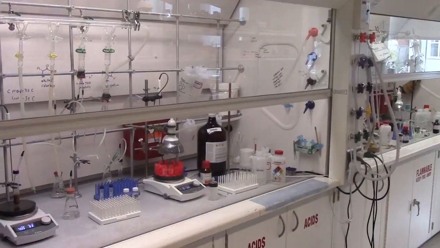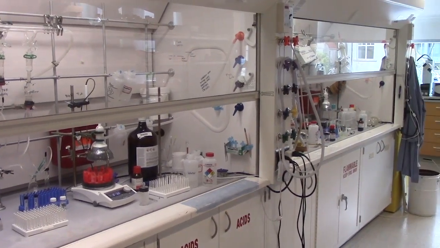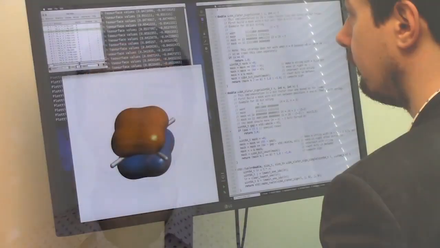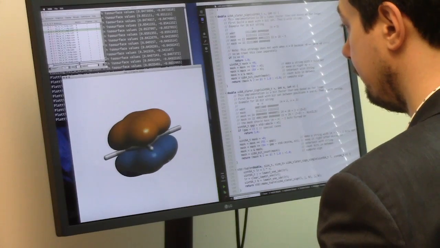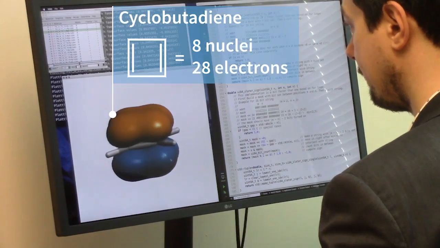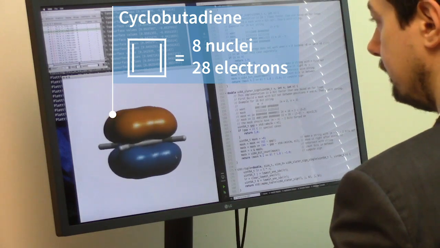When you think about a chemist at work, you're probably imagining a lab full of dangerous chemicals and expensive glassware. However, in my lab, we do chemistry in a different way. We use computers to simulate nuclei and electrons, the fundamental particles that form atoms and molecules. And we do this to learn how chemical reactions work.